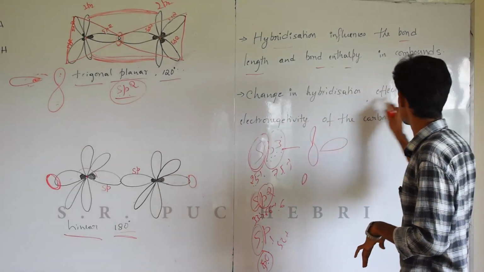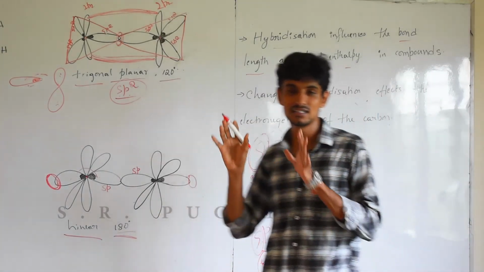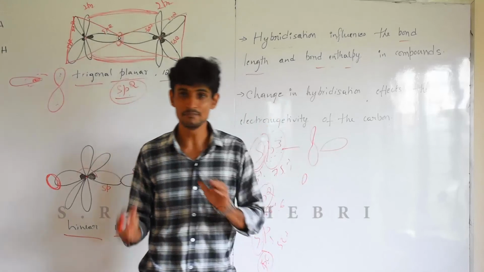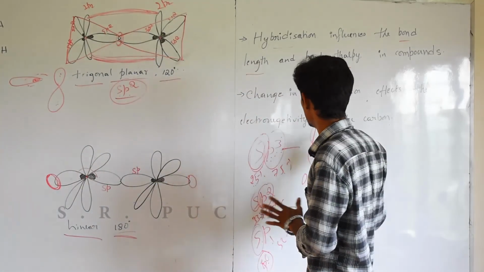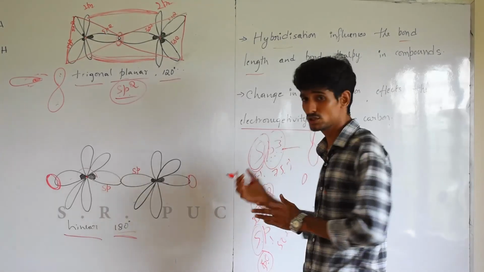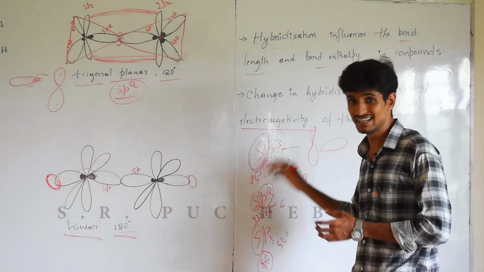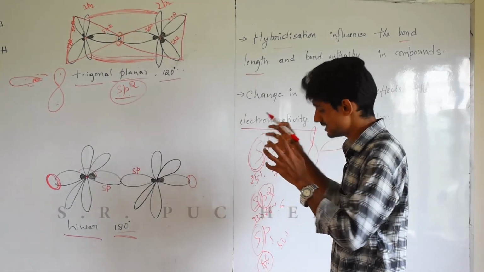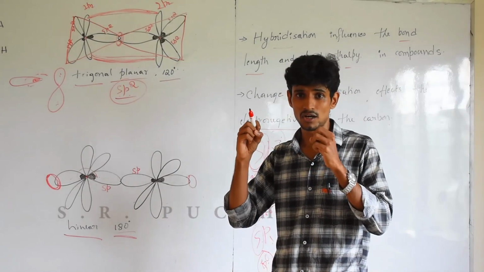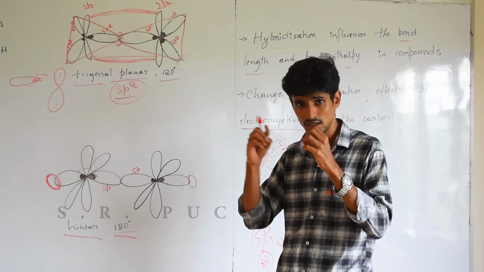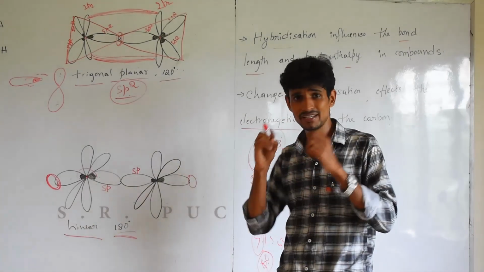Now the change in hybridization affects the electronegativity of the carbon. Again, this is one more term, electronegativity. You might not know about it, but electronegativity is nothing but the capacity to attract electrons. When the s character increases, the bonding atoms come closer to each other. At that time the electronegativity is more.